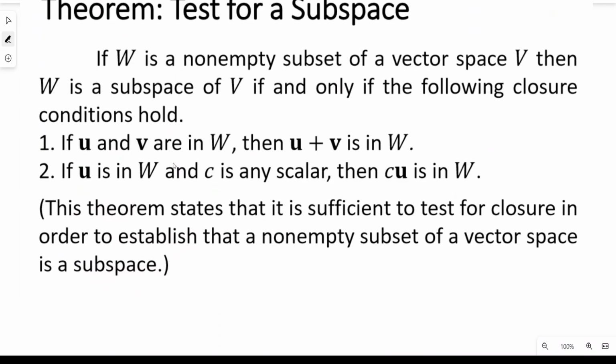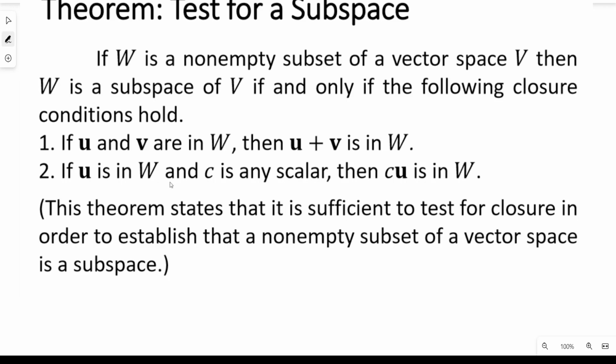So here we have a subspace test, or a theorem, wherein instead of performing all 10 axioms on the non-empty subset of your vector space, you only need to check these two operations or two properties and show that your non-empty subset of your vector space satisfies them in order to show that that particular non-empty subset would be a subspace of the given vector space. The theorem says that if W is a non-empty subset of a vector space V, then W is a subspace of V if and only if the following closure conditions hold.